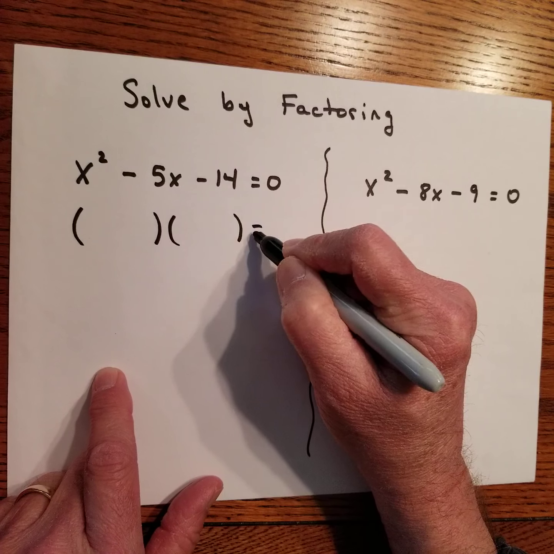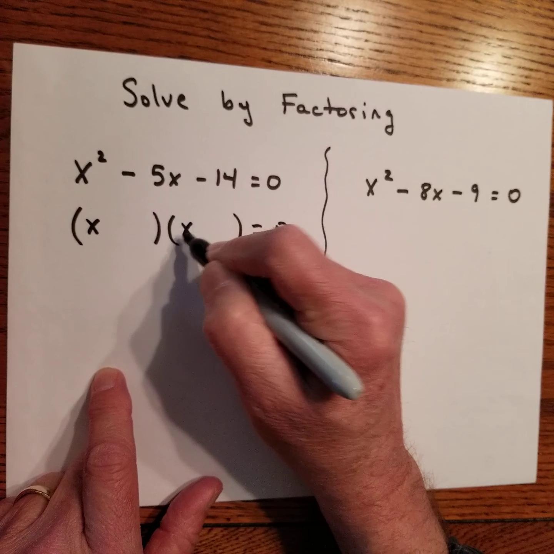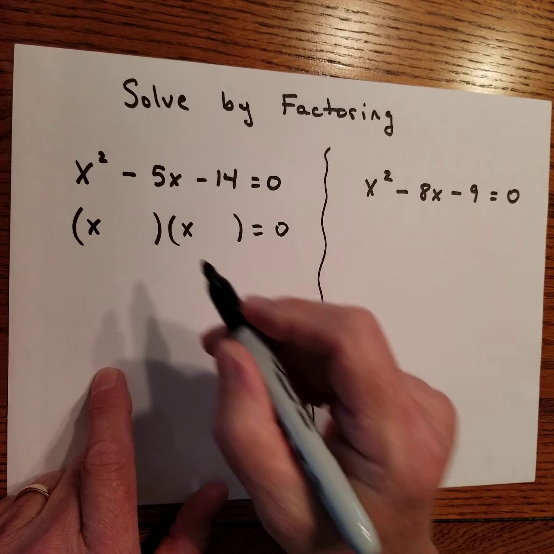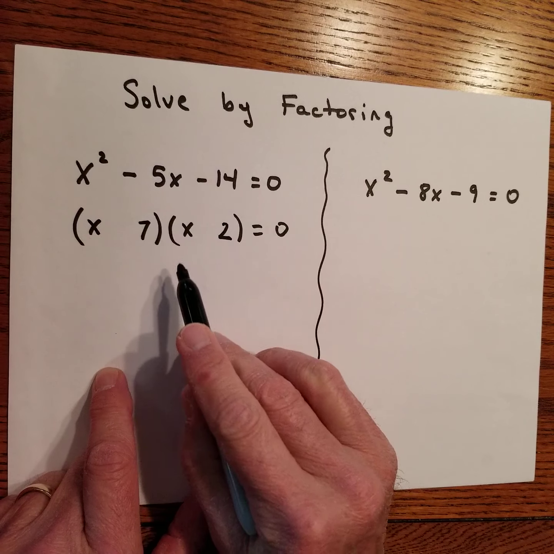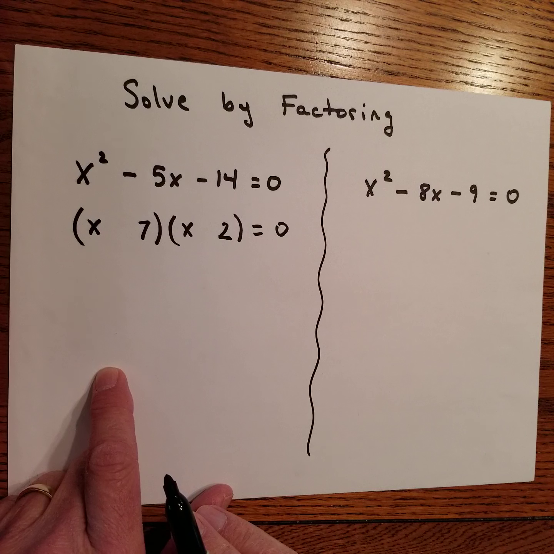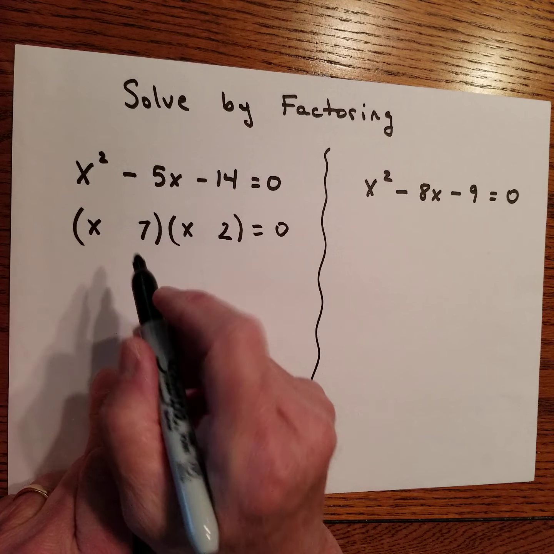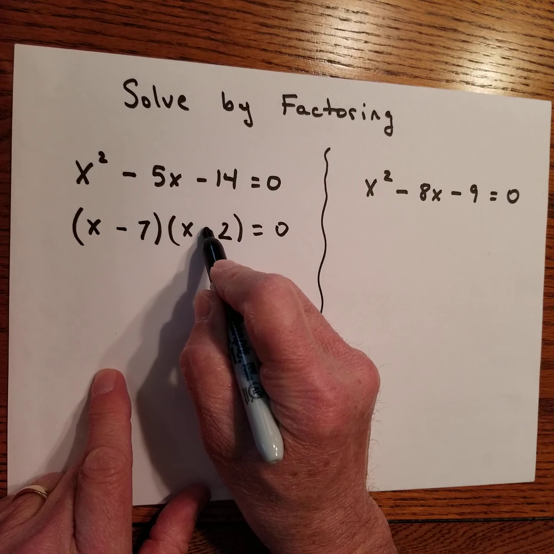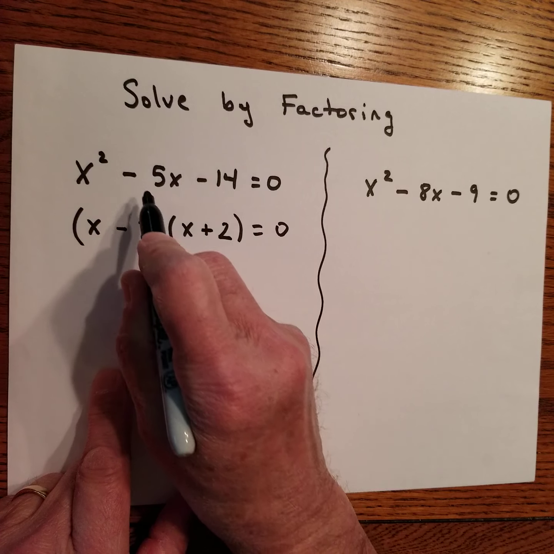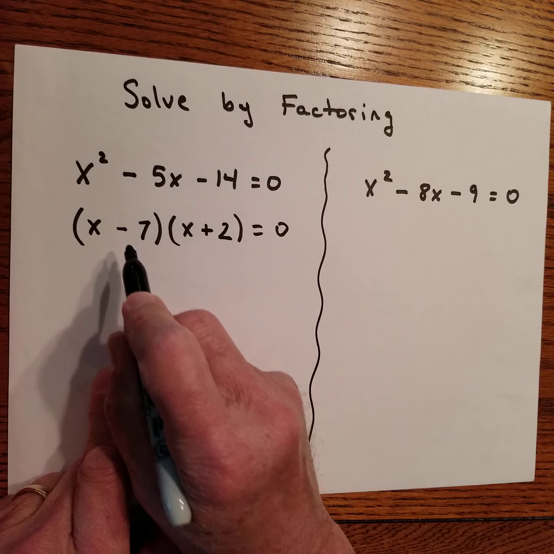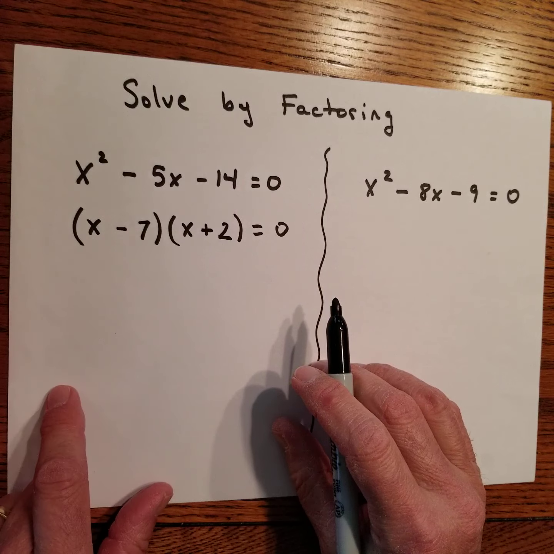Can you find two numbers that multiply to 14? Well, 14 could be 7 and 2. And 7 and 2 work nicely because 7 and 2 also subtract to 5. If we're going to put 7 and 2 together and end up with a -5, we'll need a -7 and a +2. If I combine -7 and +2, I get -5. If I multiply -7 and +2, I get that -14.